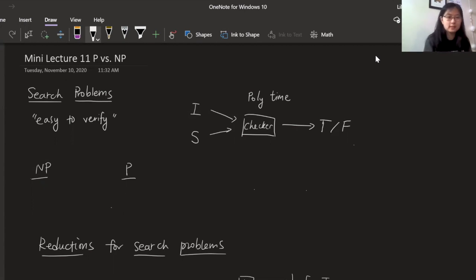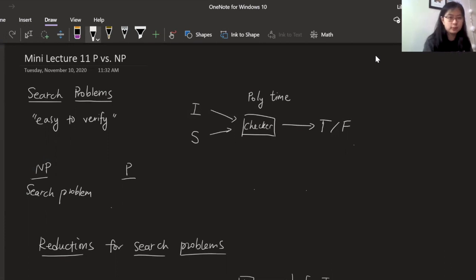And we say that the class NP is a class of problems that consists of all search problems. So this is a fairly straightforward definition. It just says any problem in NP is easy to verify. It's verifiable by a polynomial time algorithm.